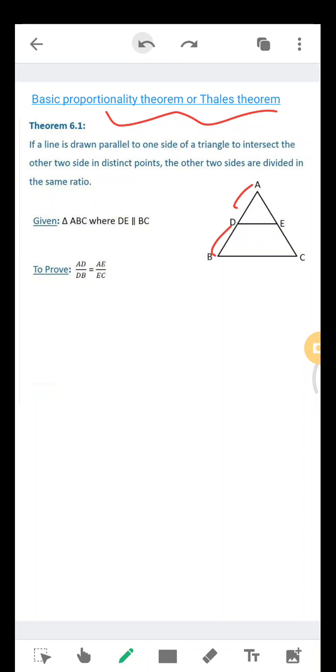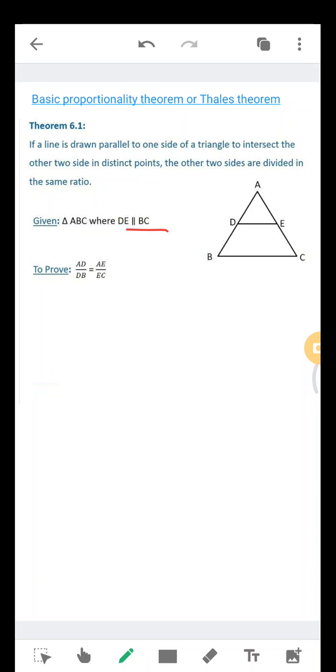So always remember this theorem. This will be used in the exercise questions also. Using this theorem, we are going to solve many questions from the exercise. So the basic proportionality theorem says that if a line is drawn parallel to one side, that line will divide the other two sides in the same ratio, that is AD by DB is equal to AE by EC. This was BPT. In short, we call it BPT, or this can be called Thales theorem also.